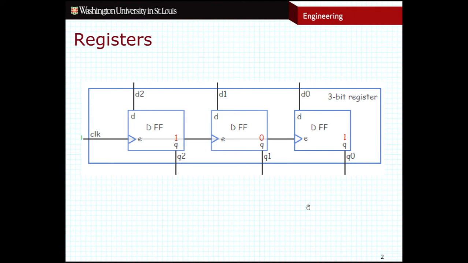So we can see in this particular configuration, I have 3 D flip-flops. That means I can store 3 possible bits. If I want to construct larger registers, all I need to do is extend this to include more D flip-flops.